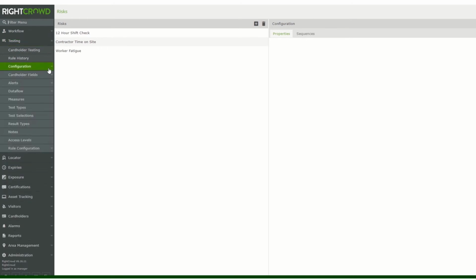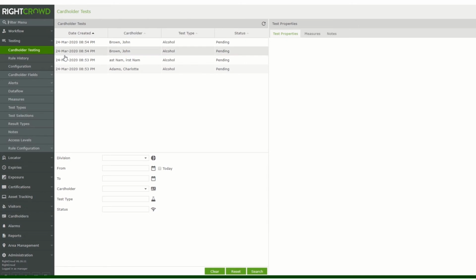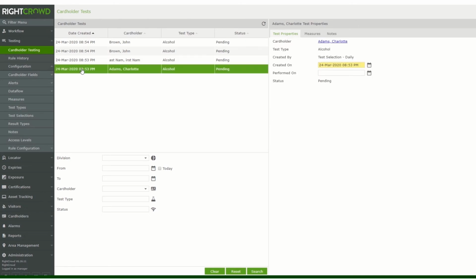Last example for this video takes us to the testing module. The testing module will allow for any number of random or for-cause scheduled selection options to be configured for workers by developing the rules that meet your compliance criteria. When workers are selected, their security access can be automatically revoked to ensure that they do report for testing.